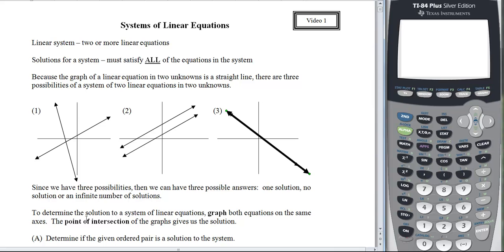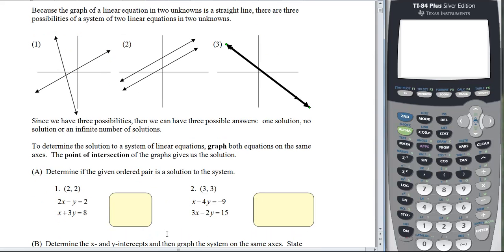Now, to determine the solution to a system of linear equations, you need to graph both equations on the same axes. Think about this as saving graph paper. The point of intersection of the graphs gives us the solution. Sometimes they'll give you a coordinate point and they want you to determine if that ordered pair is a solution to the system. So one thing I've got to do is substitute it in both and see if it works.